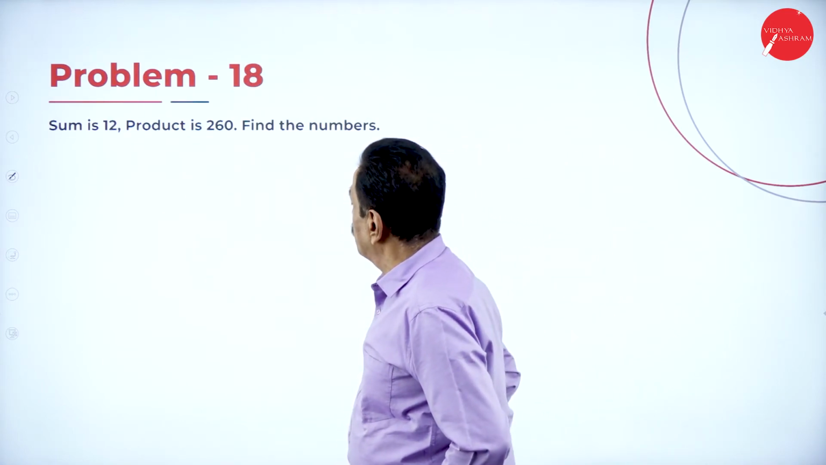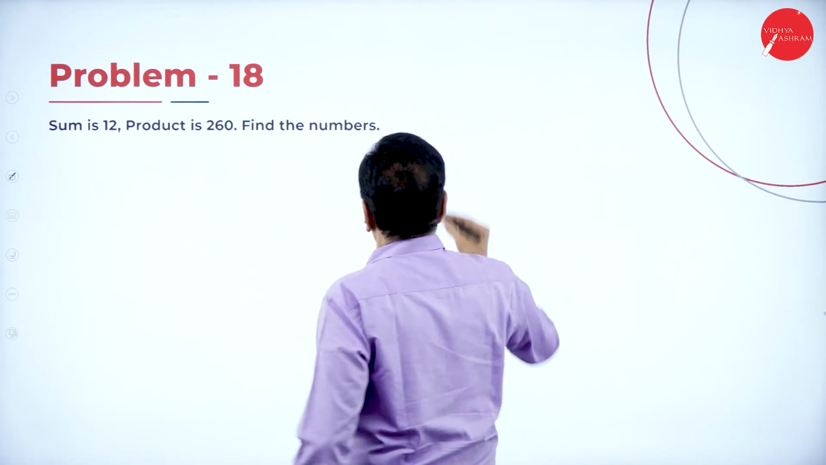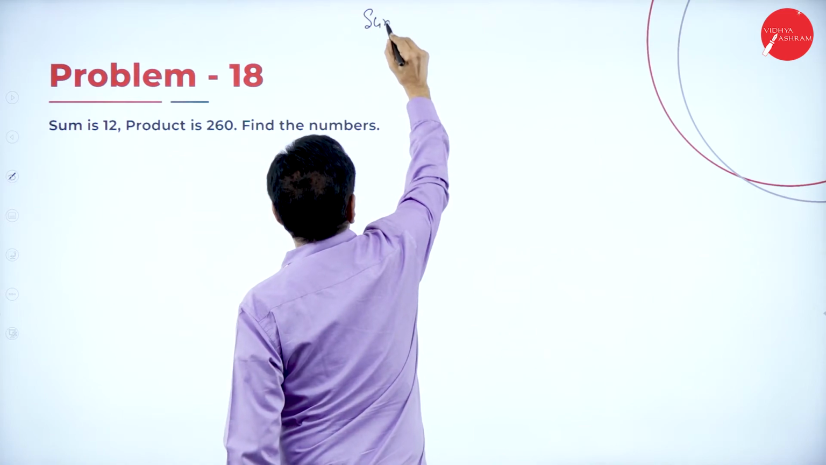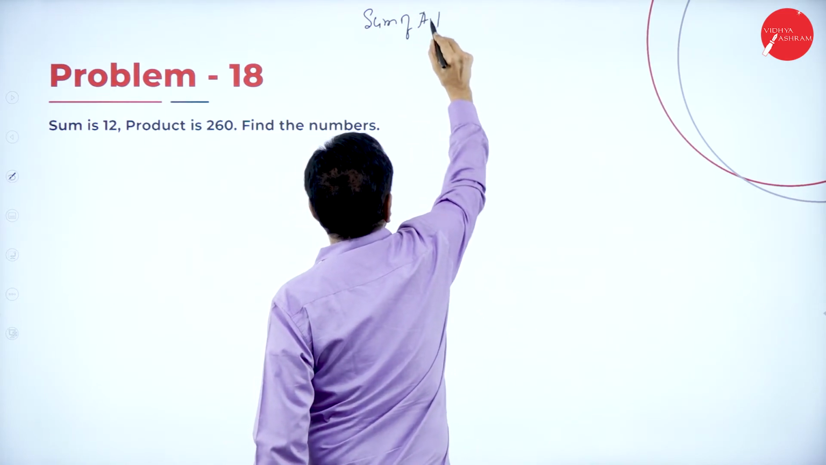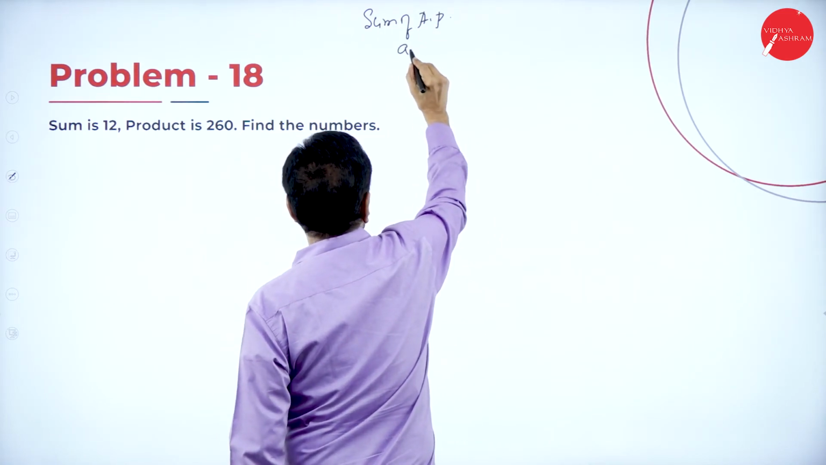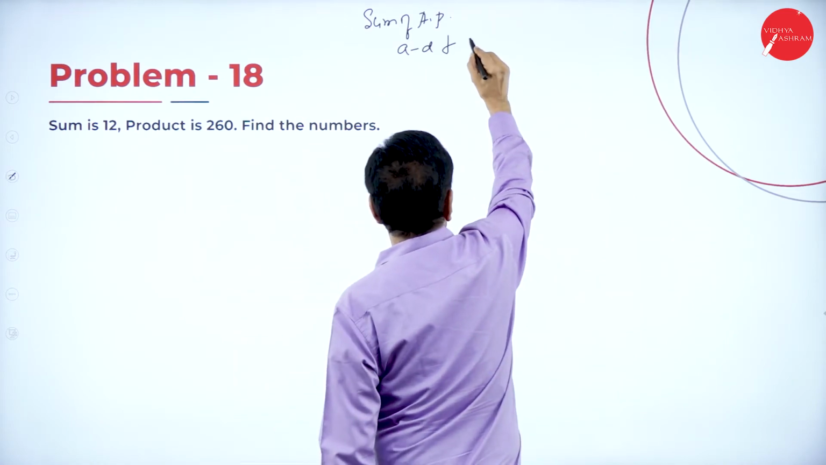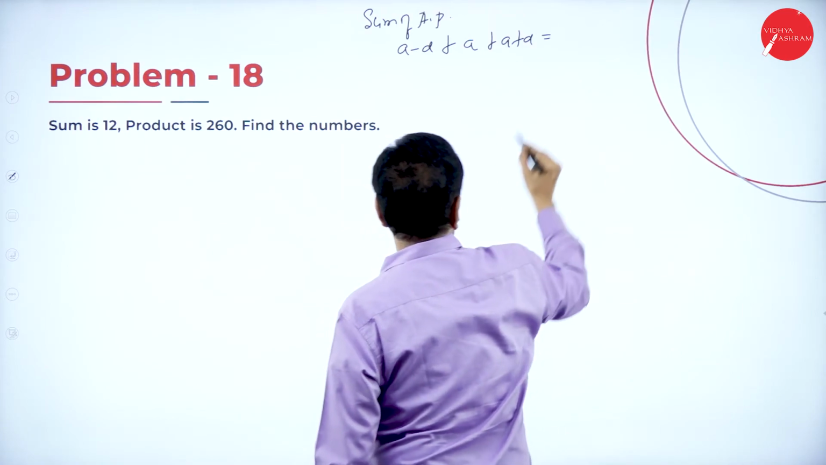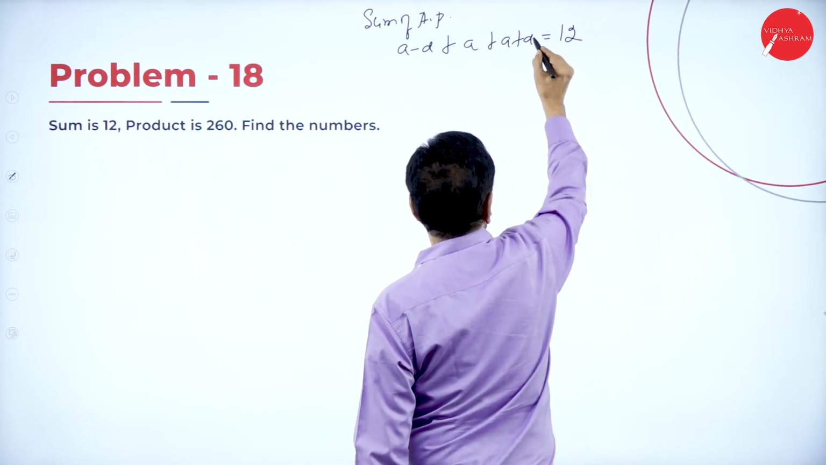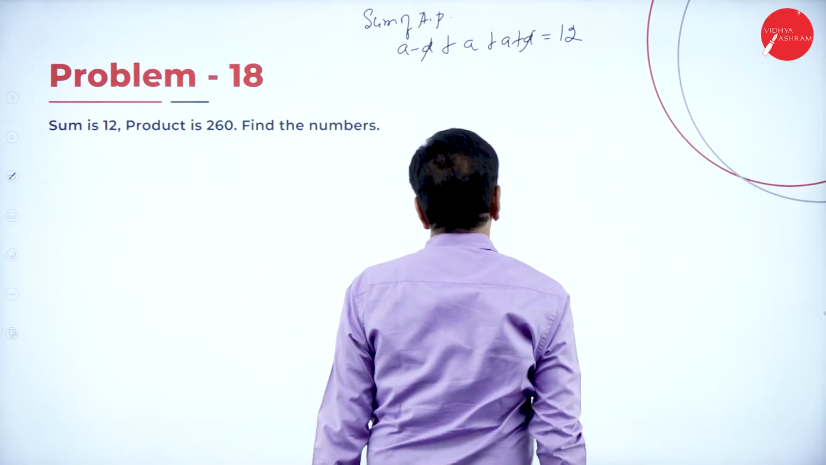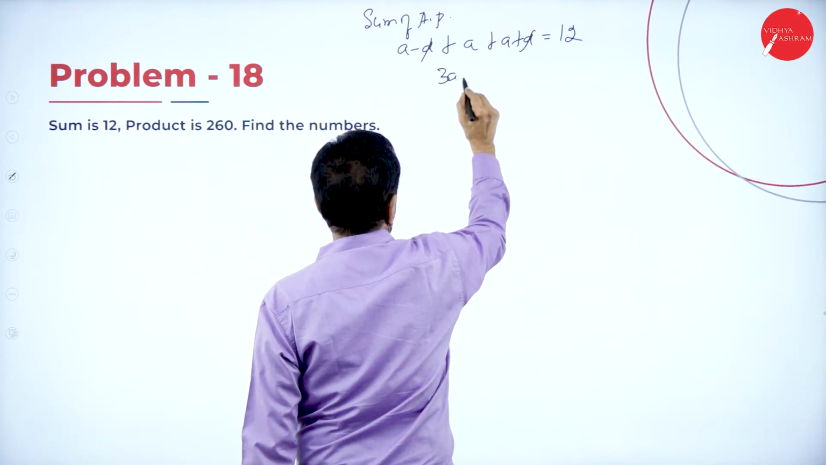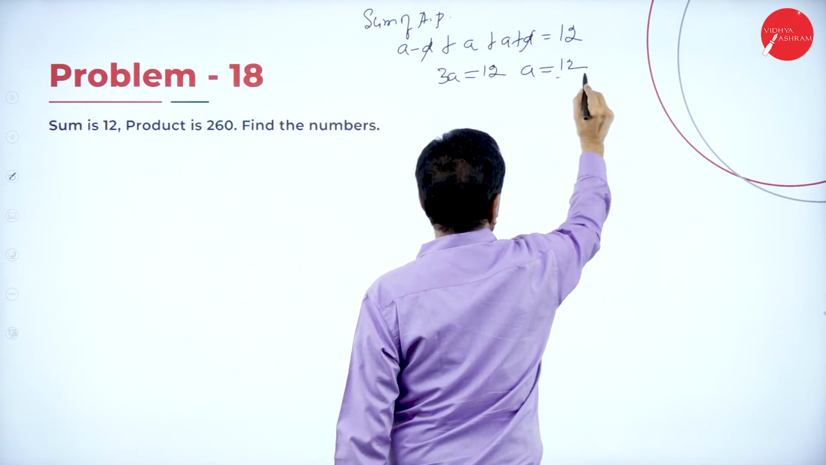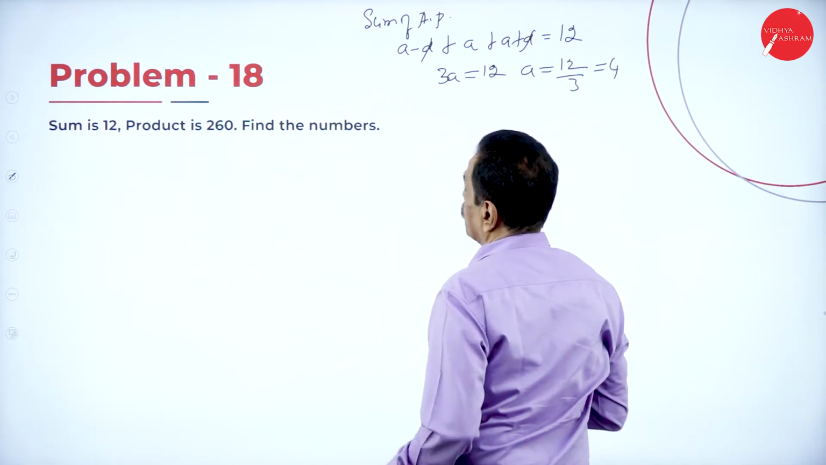Sum is 12, product is 260. Sum of AP, A minus D plus A plus D is equal to 12. Cancel D. 3A is equal to 12. A is equal to 12 divided by 3, that is 4.